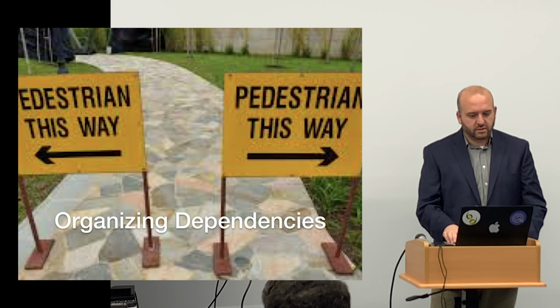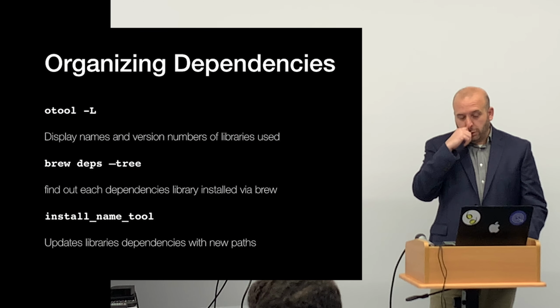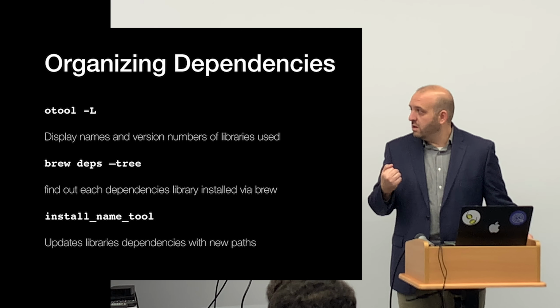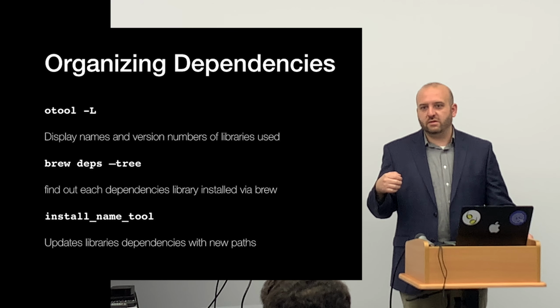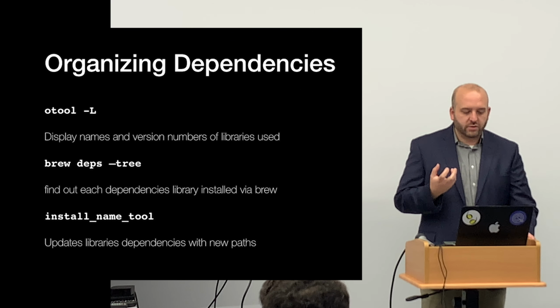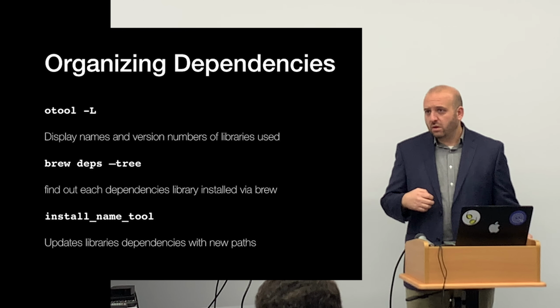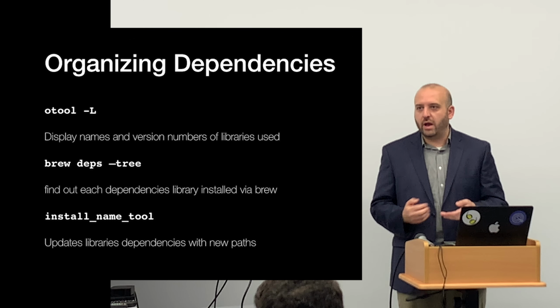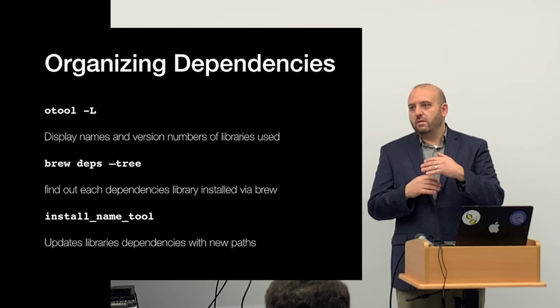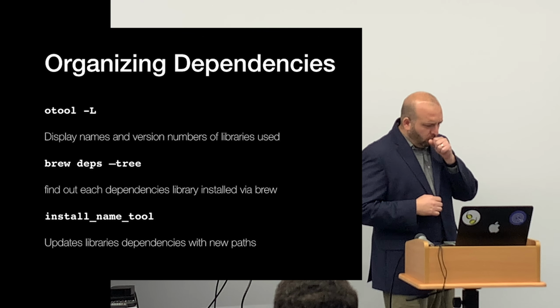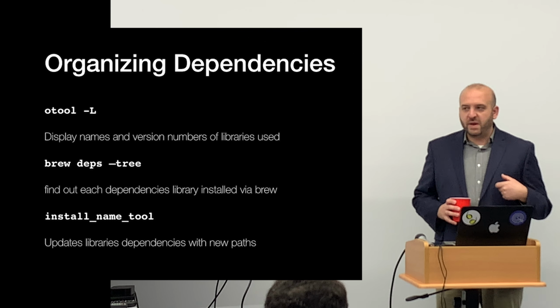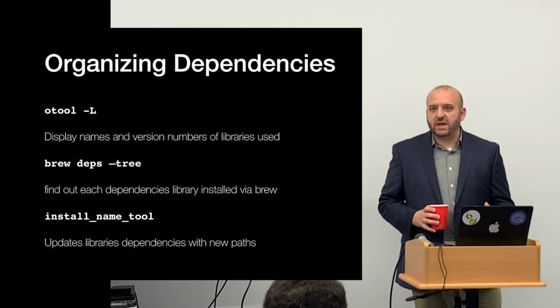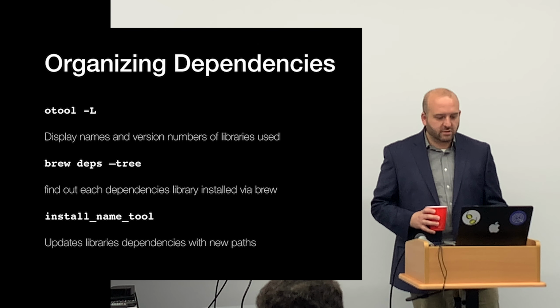So there's a few ways of doing this. There's a command called otool, and you give it a path to a dylib, and it'll give you a list of all the dependencies that that file uses. I also used brew deps --tree, which tells me, for instance with Cairo, I can run brew deps --tree, and it'll tell me every brew dependency that Cairo has. And then to make sure that I'm updating my dependencies correctly, I can then use install_name_tool to update those dependency paths.